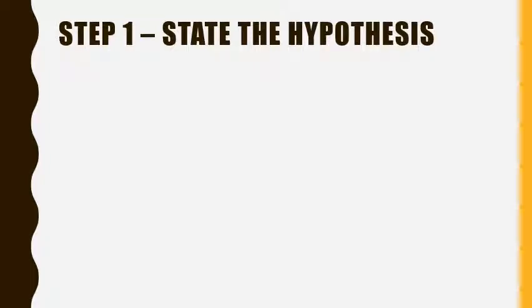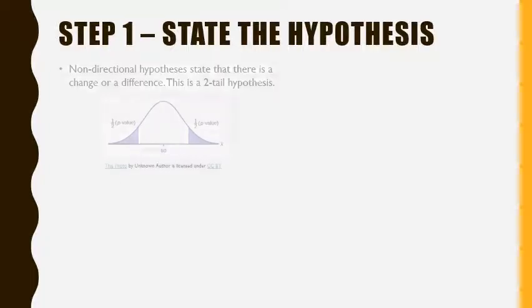Let's look at step 1 a little closer. State the hypothesis. A non-directional hypothesis states that there is no change or difference. This is what's called a two-tail hypothesis. Basically, the scores are the same as the rest of the people, and they're in the body, or say 95% of the people, you're in the middle there, or you're in the extreme tails. There's no direction stated. It's a two-tail hypothesis. You're either different than everybody else or you're the same as everybody else.